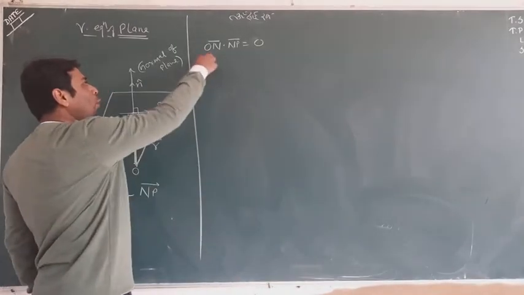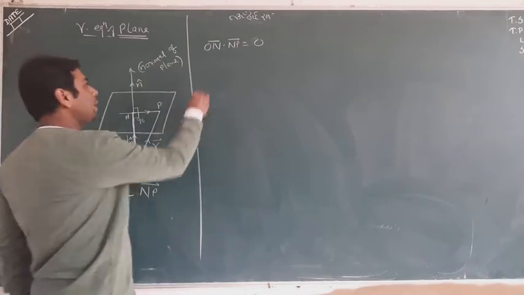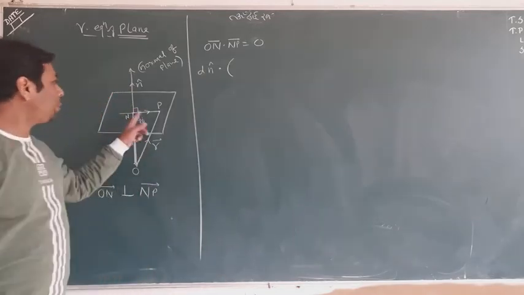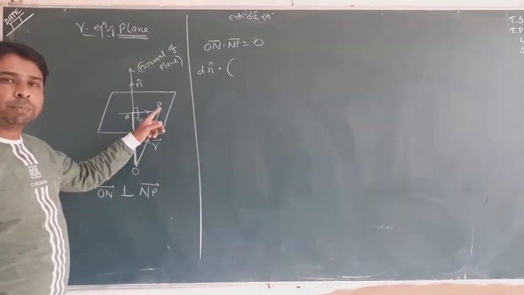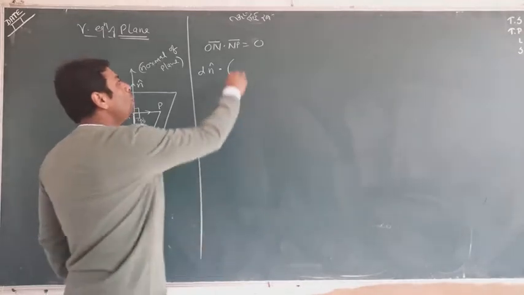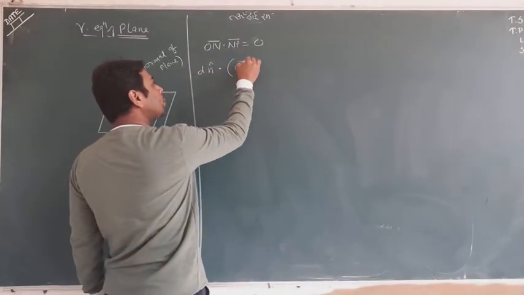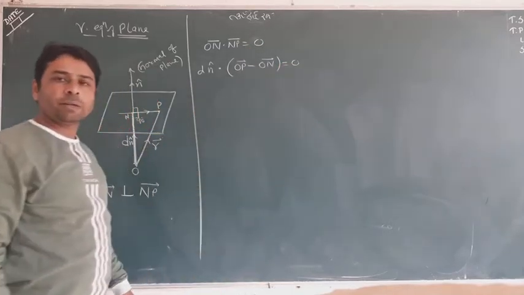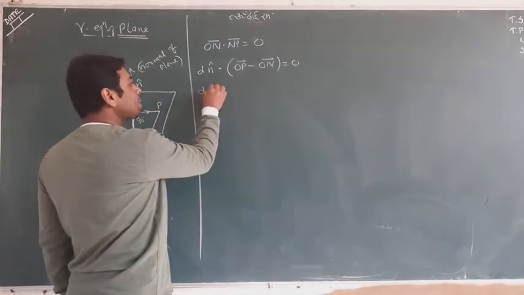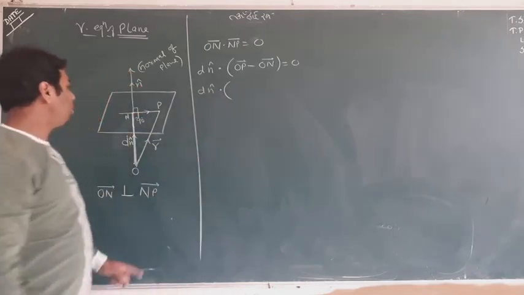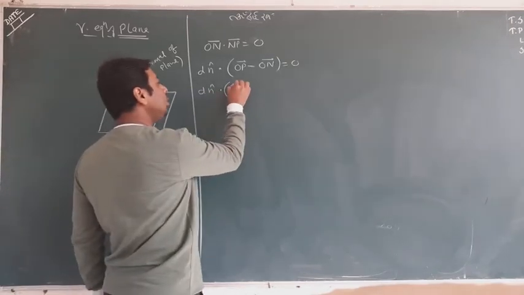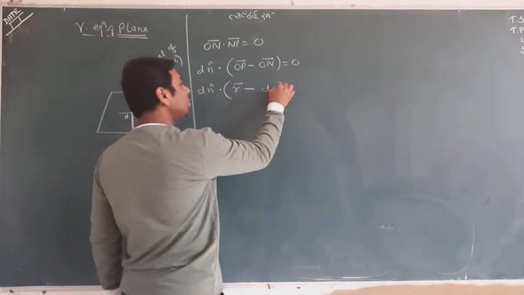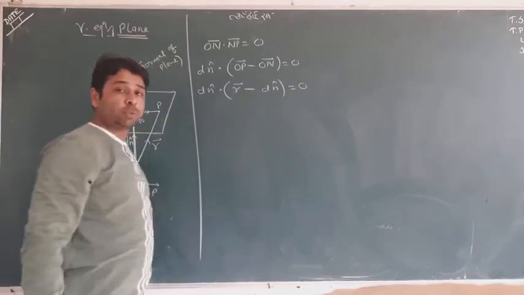Same as I have taken. So what is the meaning of ON? Can you see ON is d n cap? I will write d n cap here, dot product NP. So NP, I will describe with the help of O. NP means position vector of P minus position vector of N. That's a very simple definition we studied in vector: NP. Now d n cap dot OP, OP meaning what? r. I will write here, minus ON. ON is d n cap. Again I will write here, is equal to 0.